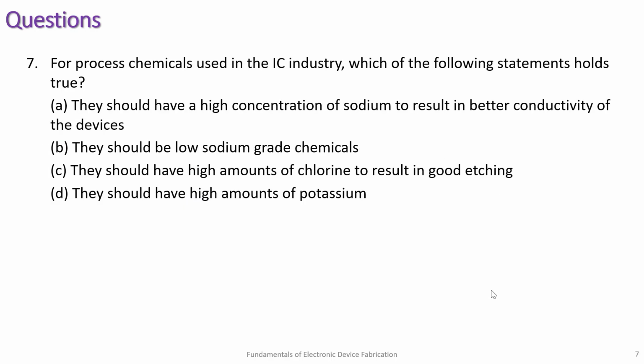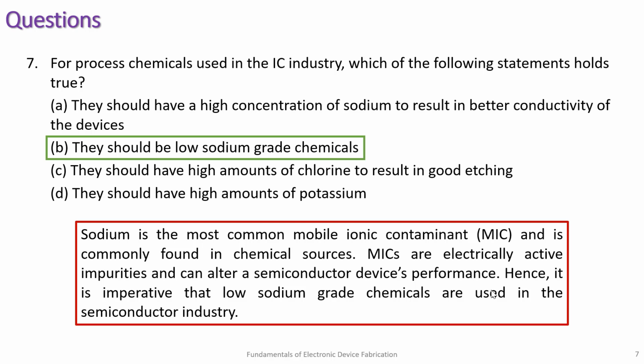For process chemicals used in IC industry, which of the following statements holds true? High concentration of sodium for better conductivity, low sodium grade chemicals, high amounts of chlorine for good etching, high amounts of potassium. Low sodium grade chemicals should be used. The reason is that sodium is the most common ionic contaminant everywhere. In all chemicals, it will be there. So they are electrically active impurities, and it alters the semiconductor's intended performance. So we should always use low sodium grade chemicals when manufacturing ICs.